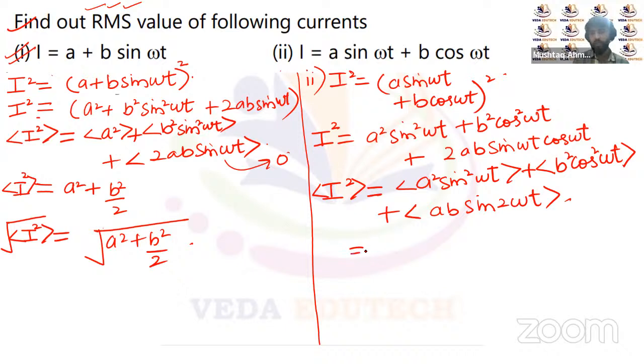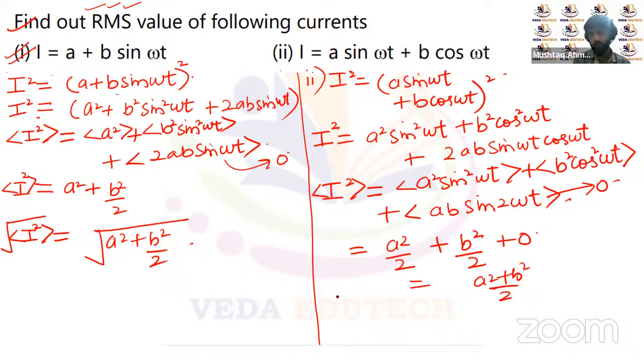Now the average of sine square omega t will be half. We'll be left with a square by 2, and we'll have b square by 2. And the average value of the sine theta term will be equal to 0. So we'll have a square plus b square upon 2. This is the mean square value of the current.